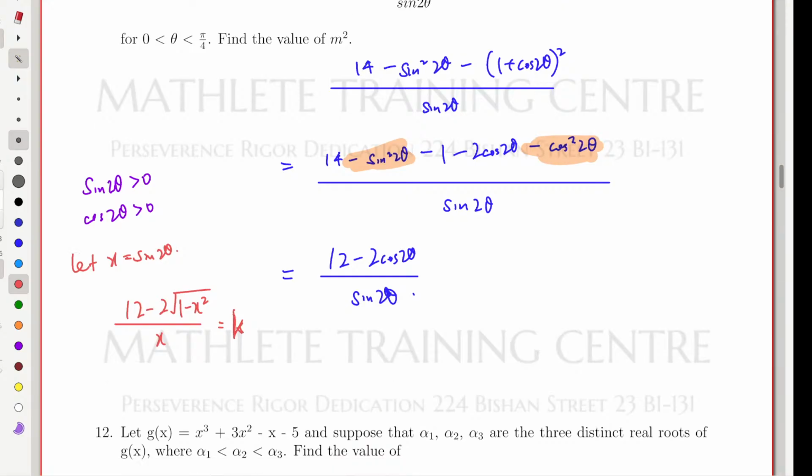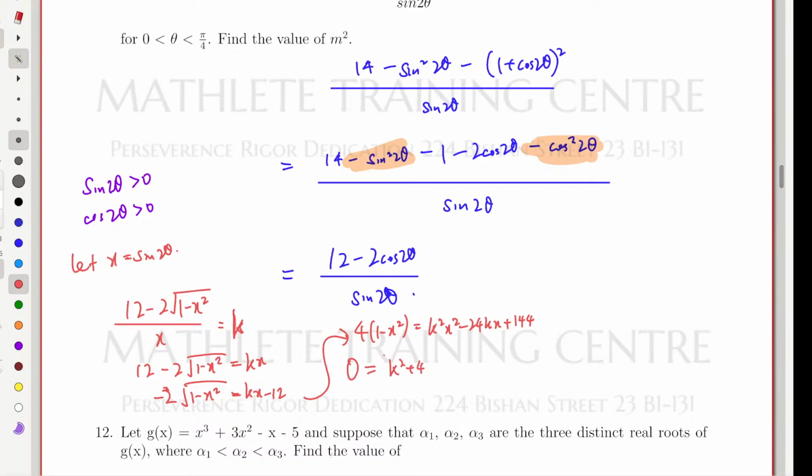So we're treating this as a quadratic equation, because when we multiply the x over, I can set up minus 2 square root of 1 minus x squared equals kx minus 12. And then now I have a quadratic equation. So this will give me 4 times 1 minus x squared equals k squared x squared minus 24kx plus 144. Move everything over: 0 equals k squared plus 4 of x squared, still minus 24kx, and then 144 minus 4 becomes 140.